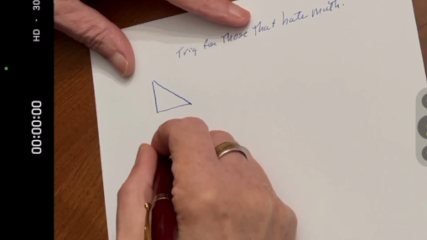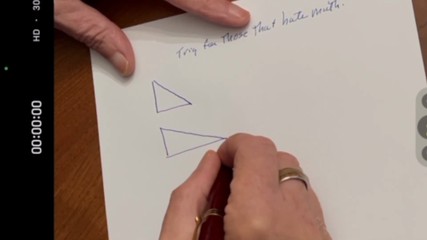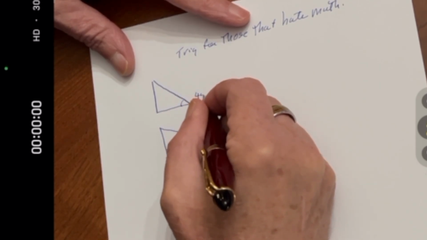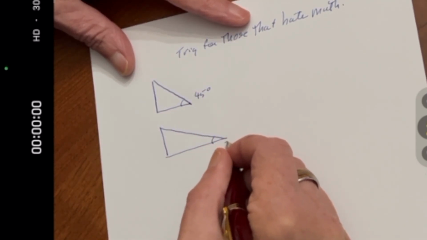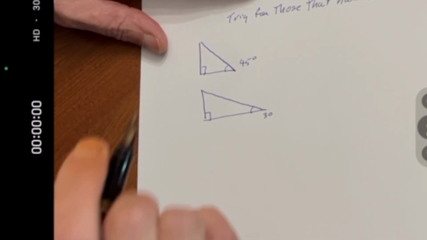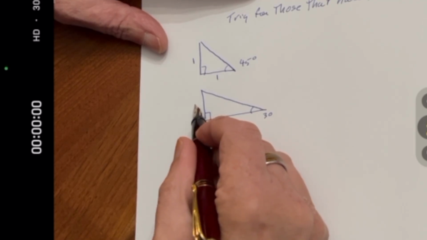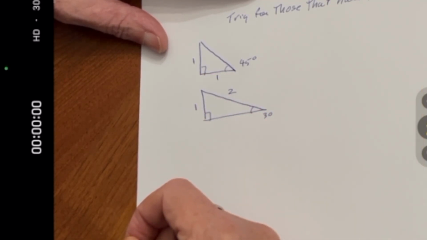So here are two right angles. Now, this is 45 degrees. That's 30 degrees. These are right angles. Okay? We're going to start off by saying that the length of those sides is 1. And on this one, we're going to say the length is 1 and 2.